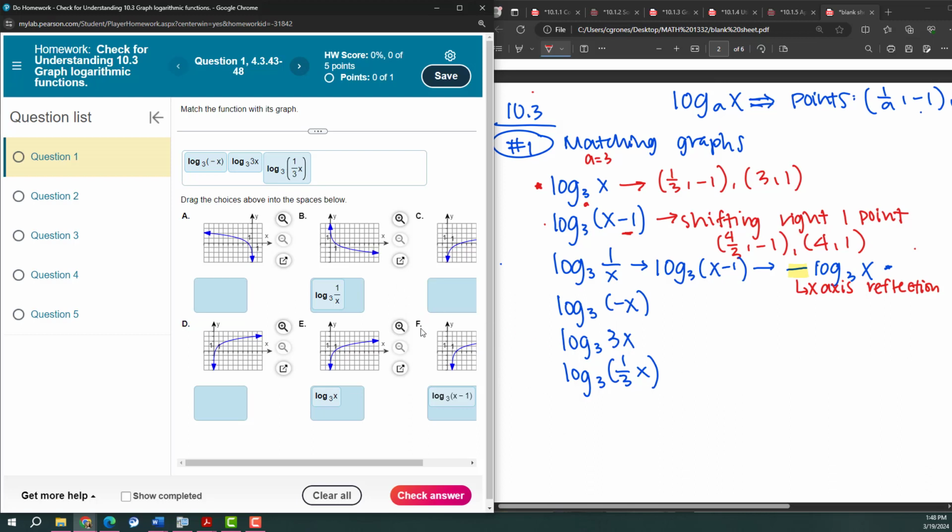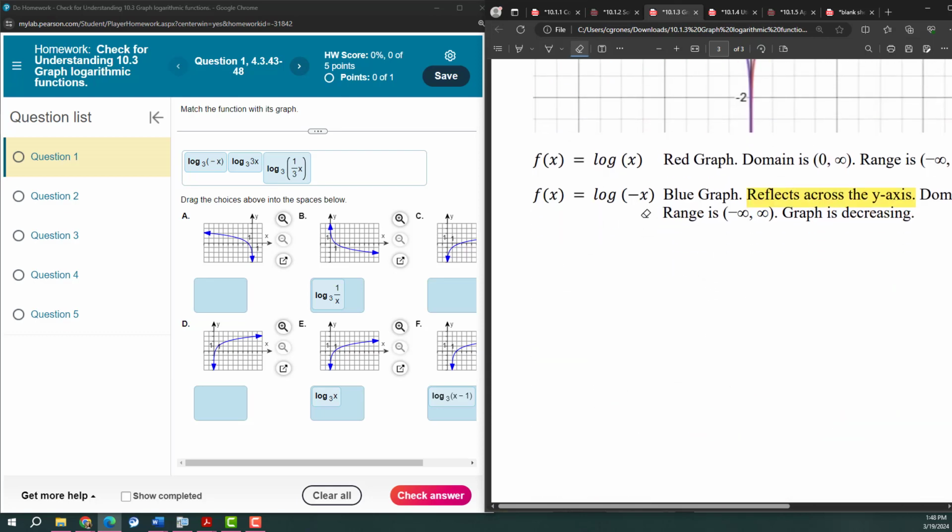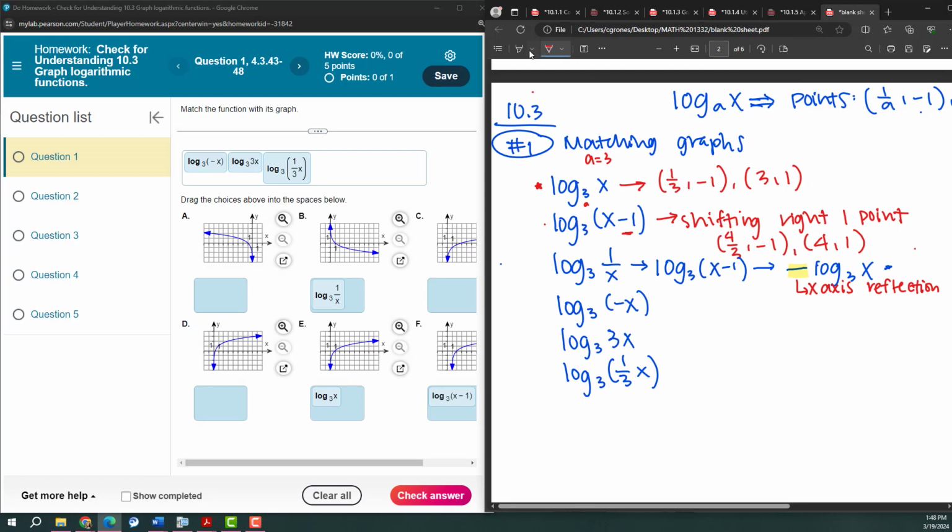Okay, our next one, we have log of 3 to the negative x, so it would be a reflection across our y-axis. So I'm just going to highlight our negative, and then I'll do the same thing. This is a y-axis reflection. If you look at your graphs, the only one that has a y-axis reflection is A.